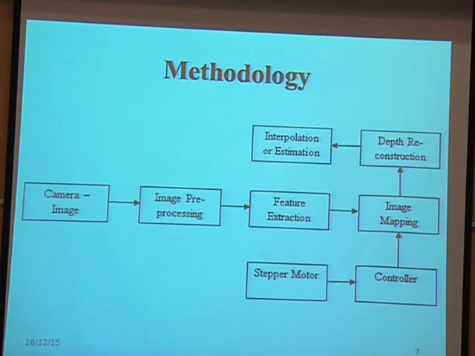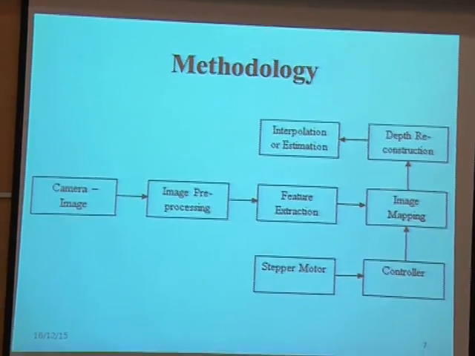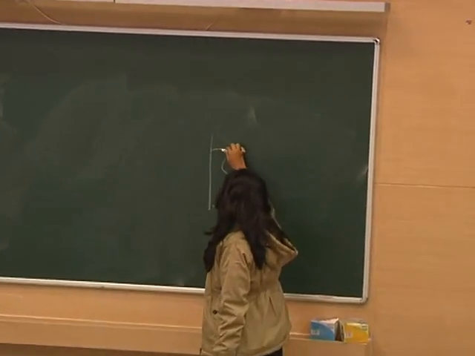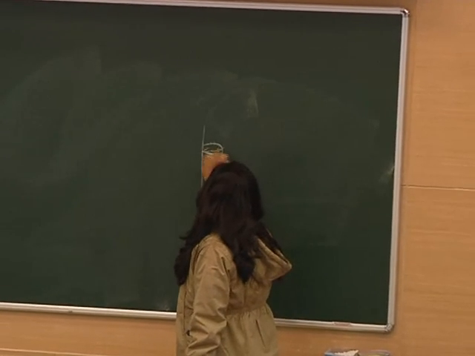Next is feature detection. For feature detection, I have used this fantastic function, contour detection. The contour detection will give me the x and y values. Suppose this is the object, and this is the center of the rotating object. I have segmented the object, and the contour will give me the x and y values for each point. This x and y.